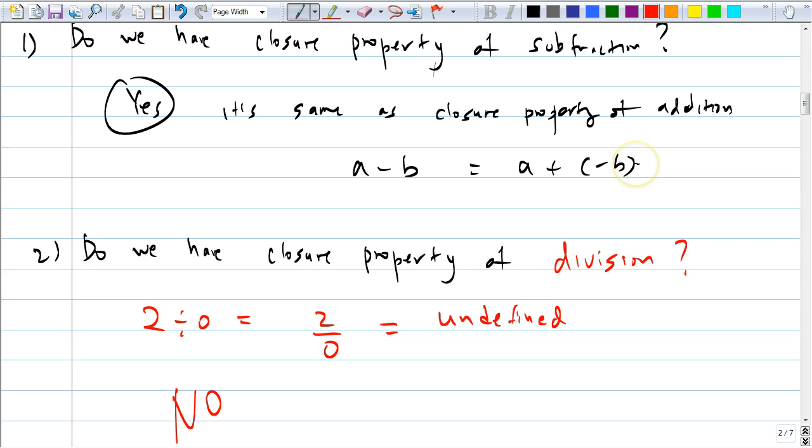The closure property. By the way, write this down. Right, I told you. The closure. There is no closure property of division because there is no number. It's undefined. You cannot divide something by 0. All the other cases work, right?